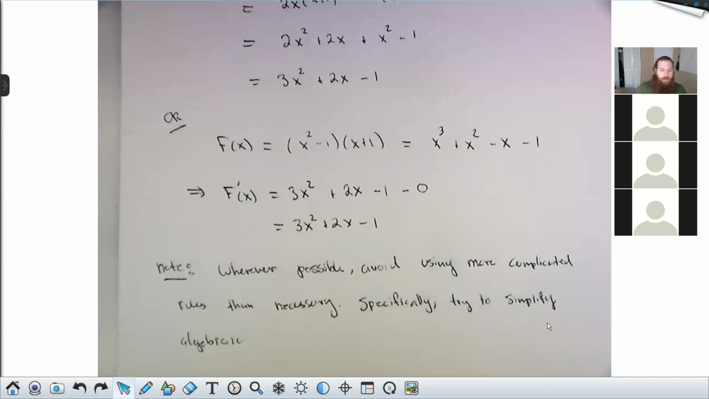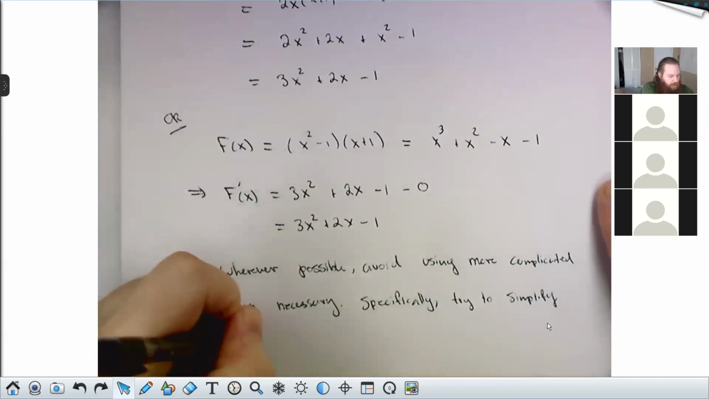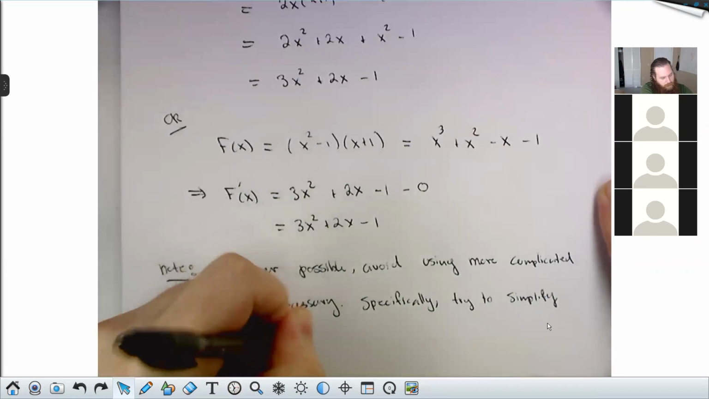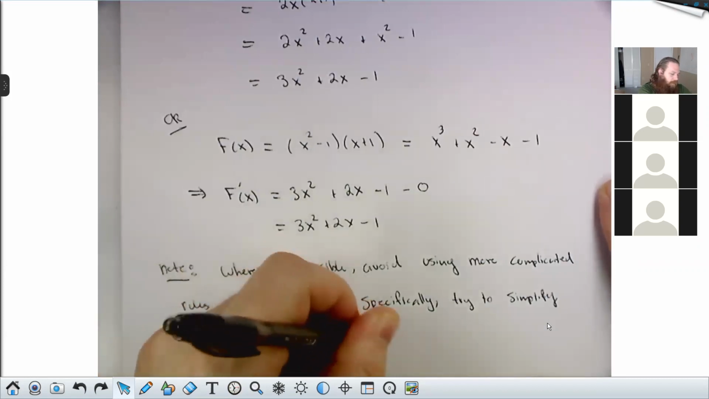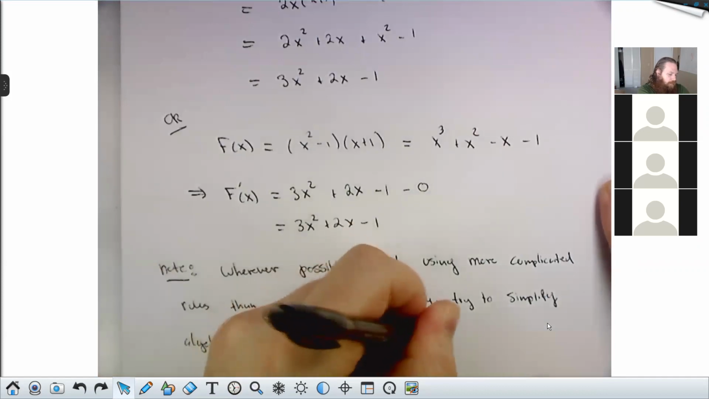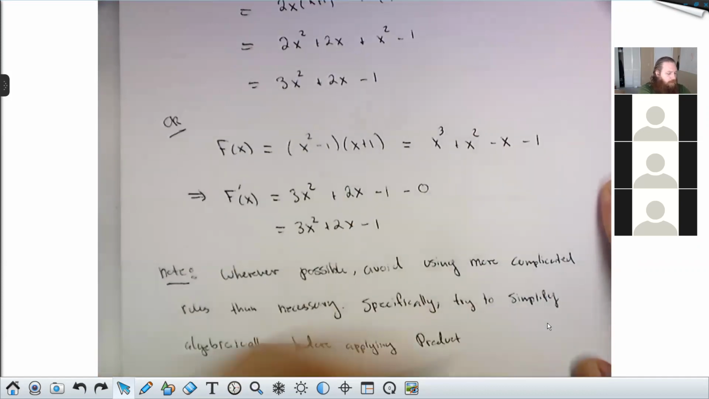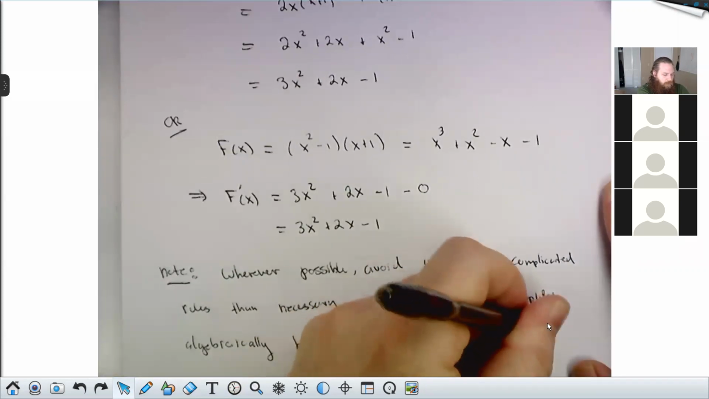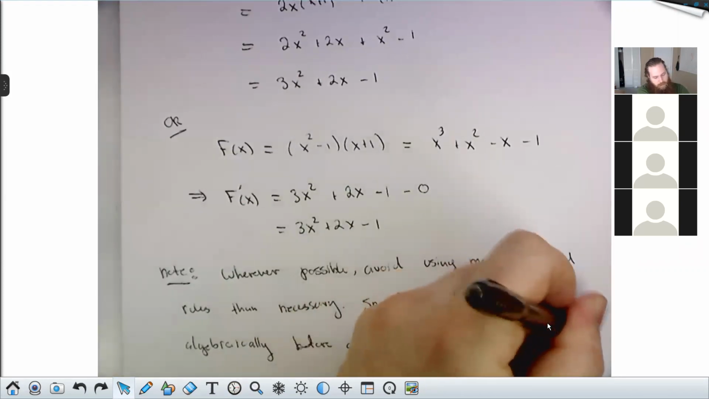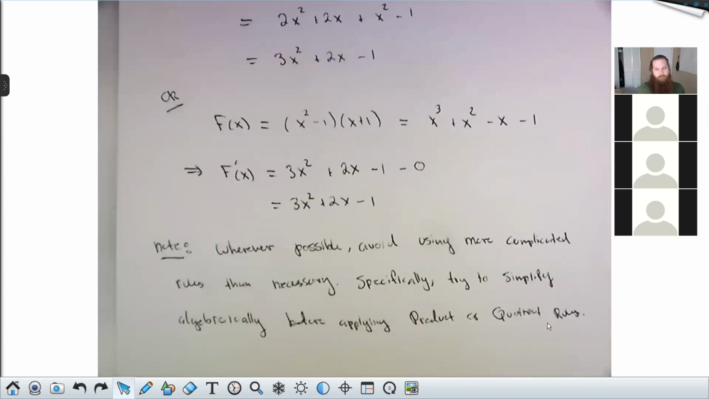And specifically, try to simplify algebraically before applying the product rule, or I'm going to say here, the quotient rule, even though we haven't quite talked about the quotient rule yet. So it's a valuable note. It really is, especially when it comes to the quotient rule. And I'll show you some examples with that in just a second.